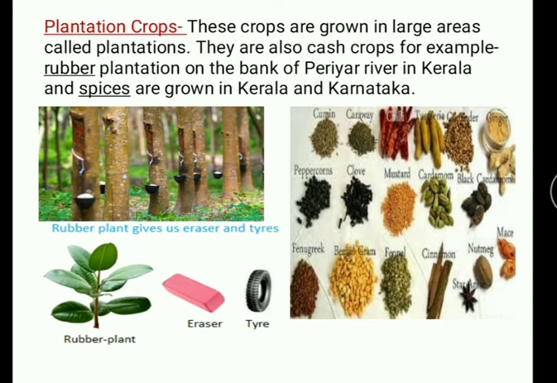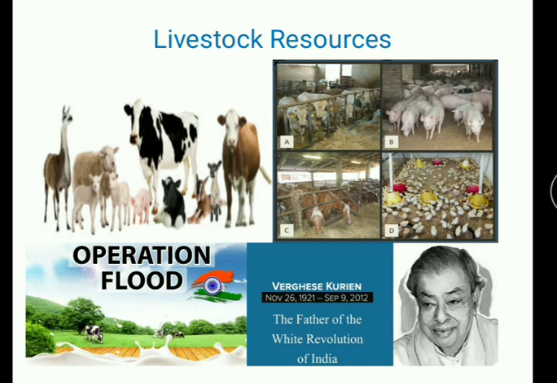So both the things, the rubber and the spices, we get in Kerala, Periyar river in Kerala, and spices are grown in Kerala and Karnataka. So these types of crops are known as plantation crops. Okay children, now after that, I'll move on to livestock.